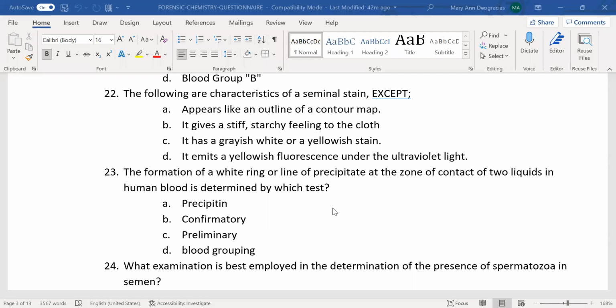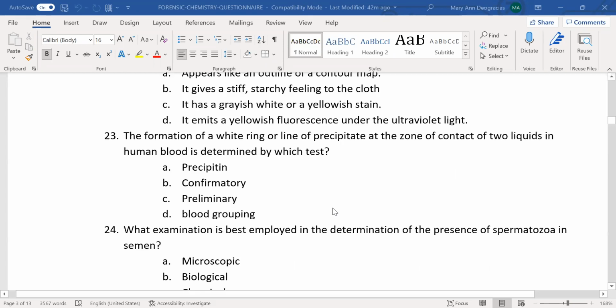Preliminary, so may keyword kayo dyan. Preliminary, first step pa lang yan. Confirmatory, i-confirm mo pa lang kung blood siya o hindi. Okay, blood grouping, di yan kasama kasi ang blood grouping, alam nyo, A, B, tsaka O. Ayan. So it's the precipitate or the precipitin test.